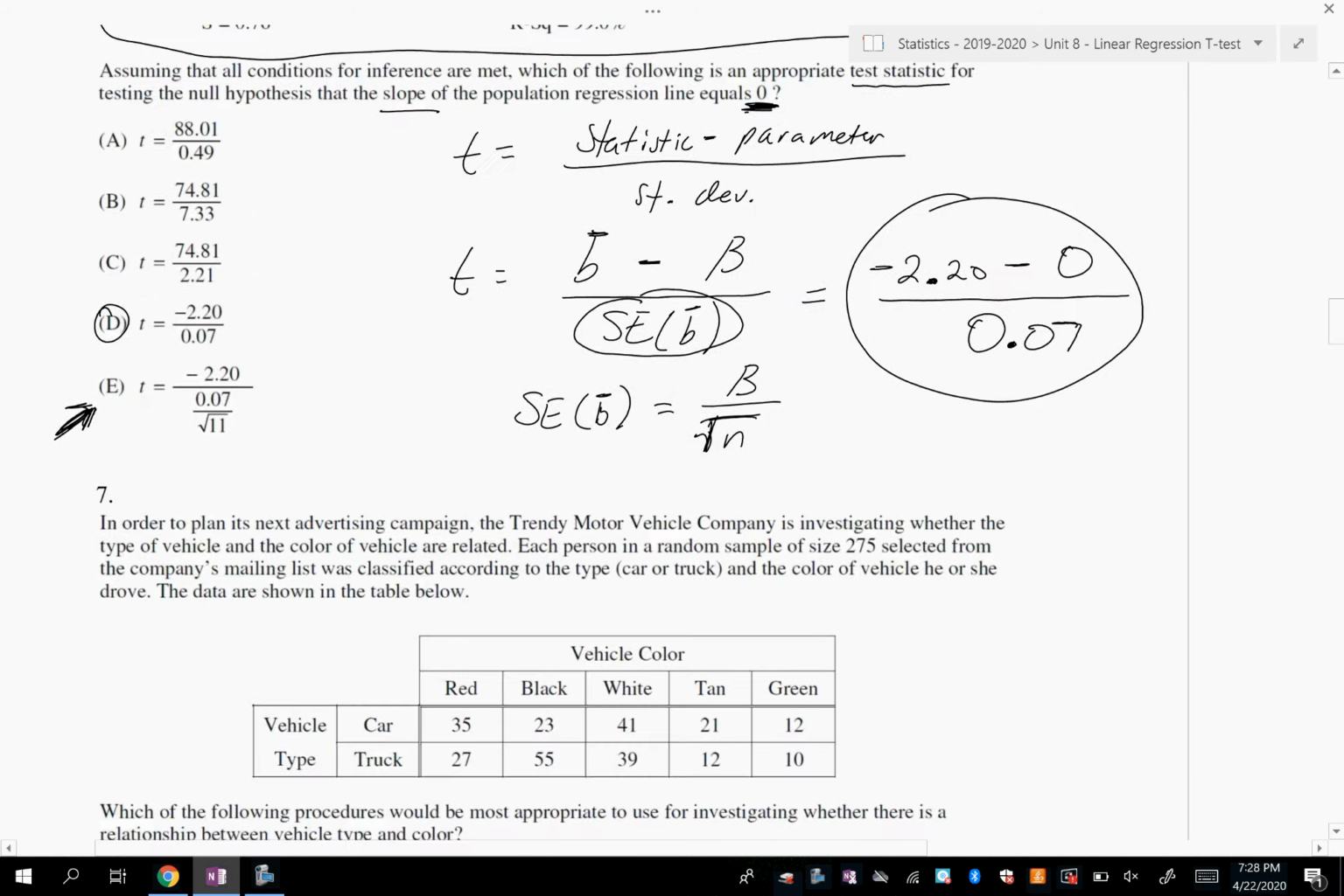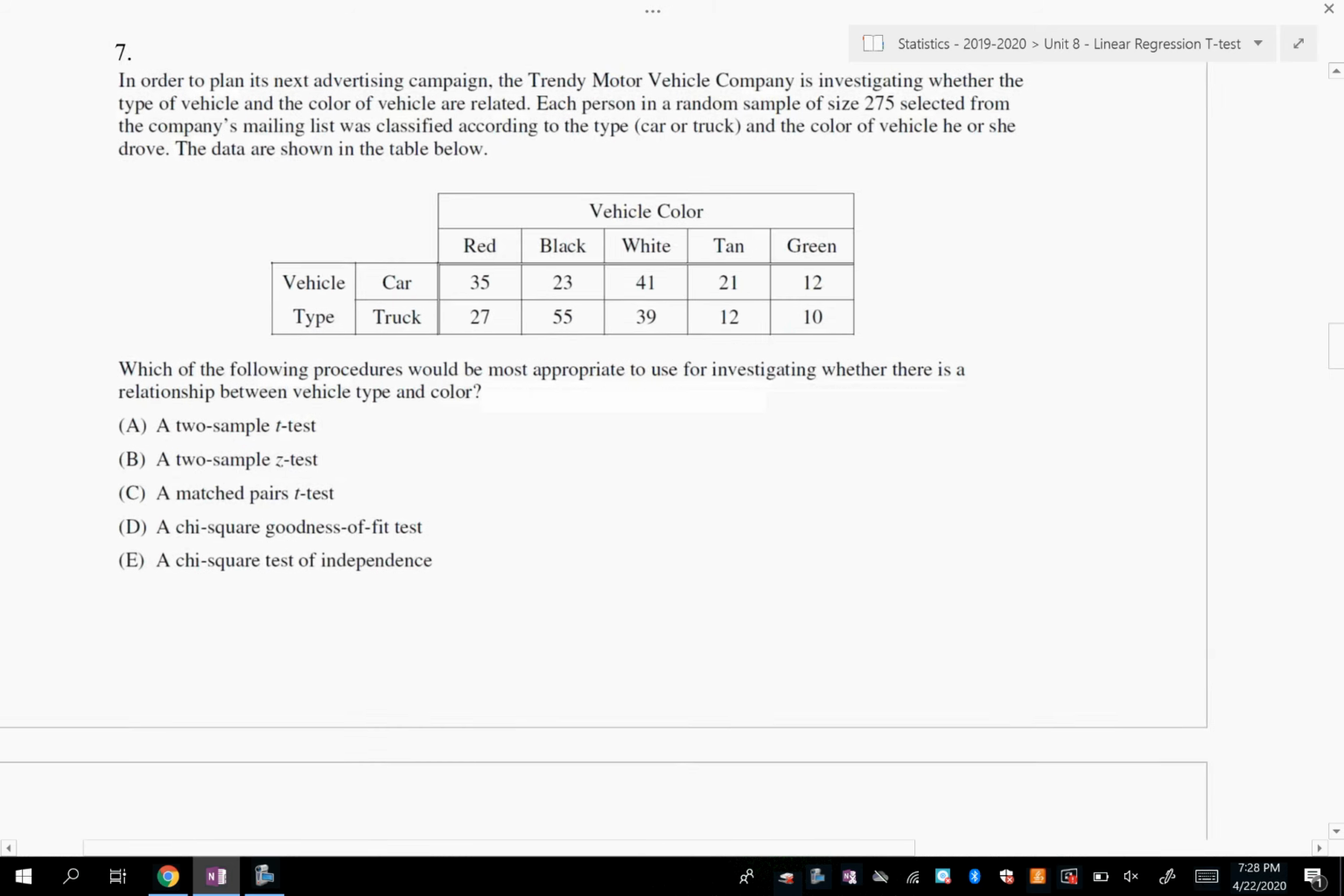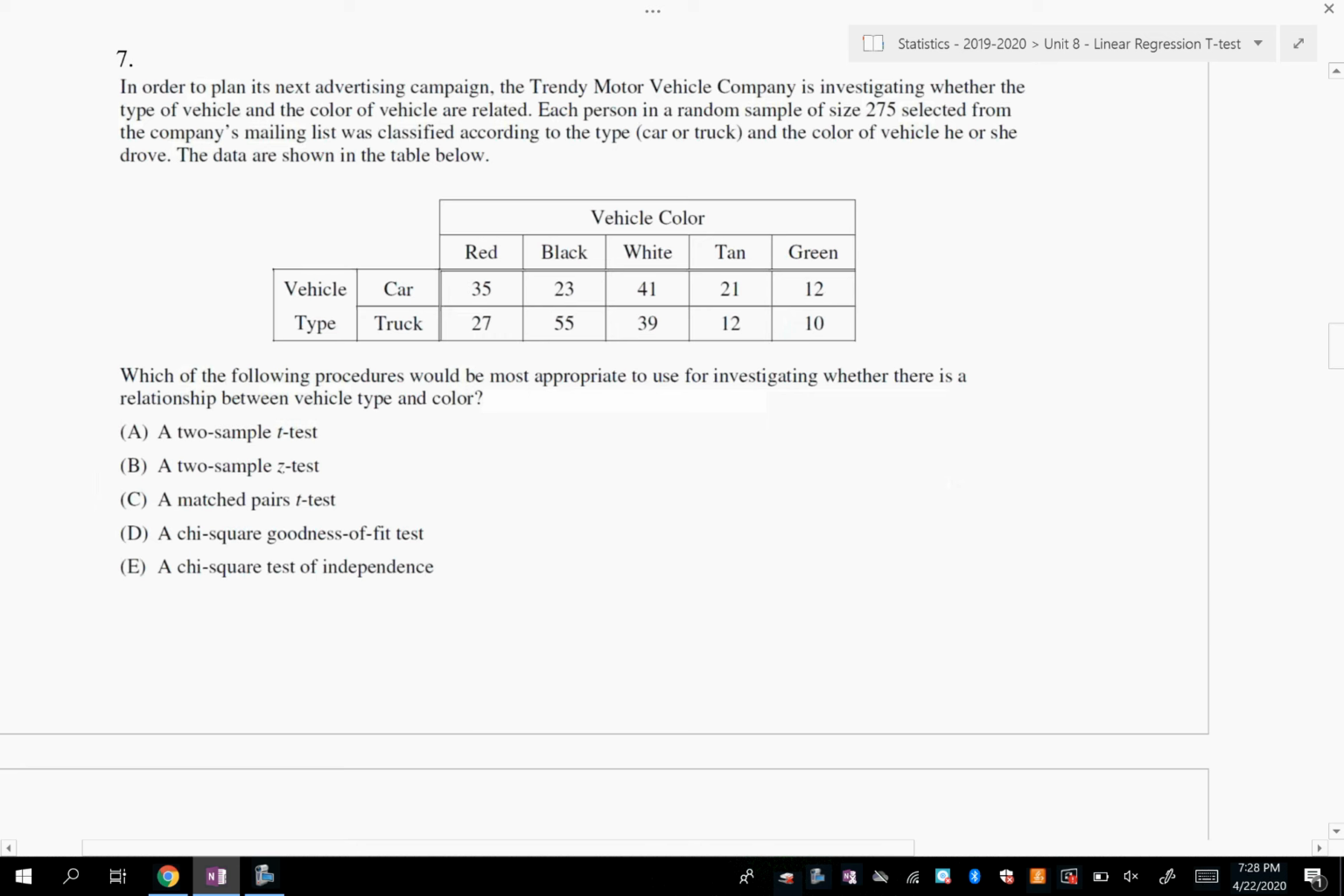All right. Number 7. Number 7 is another one where they're giving you a bunch of information. You've got to choose which test. The moment I see a two-way table, this is categorical data, talking about the car or truck, so vehicle type, and then your vehicle color. Those are categorical variables. So I'm going to cross out the two-sample t-test, the two-sample z-test, and the matched pairs t-test, because I guess A and C are for means, and the two-sample z-test would be for proportions. I'm not doing proportions here. So it really comes down to, is this a chi-squared goodness of fit test or a test of independence?